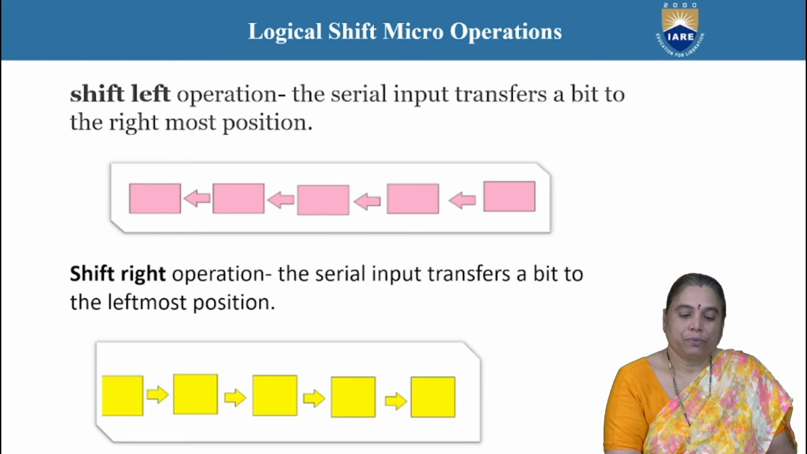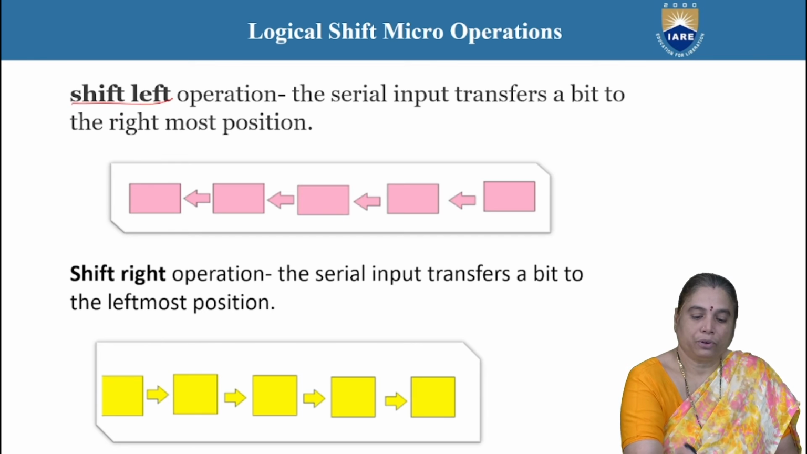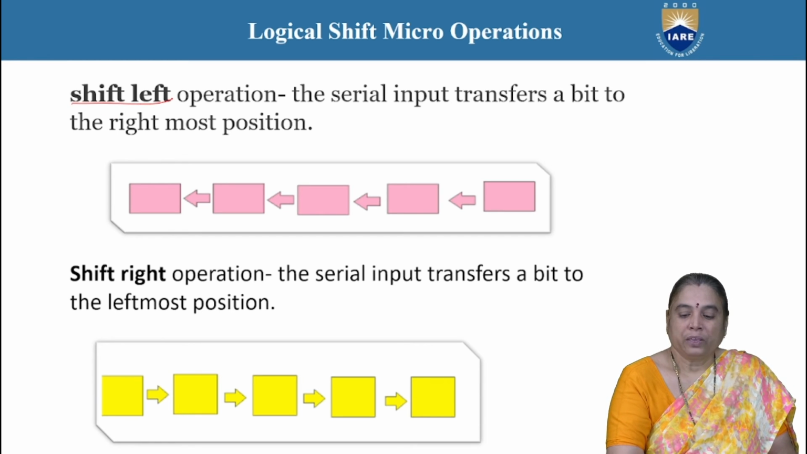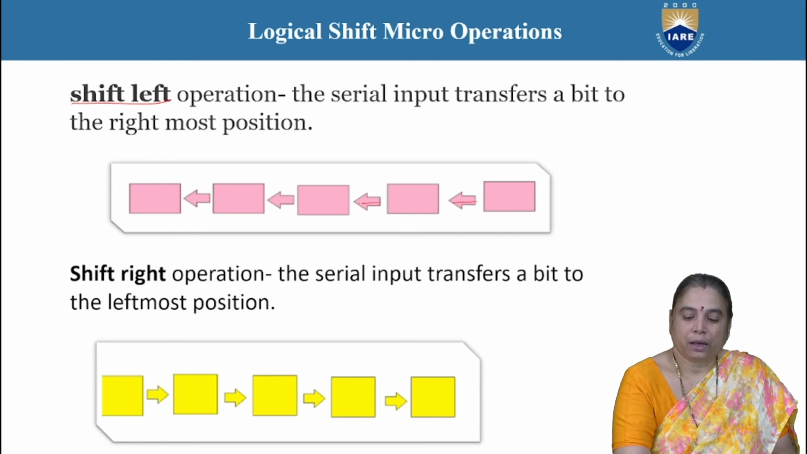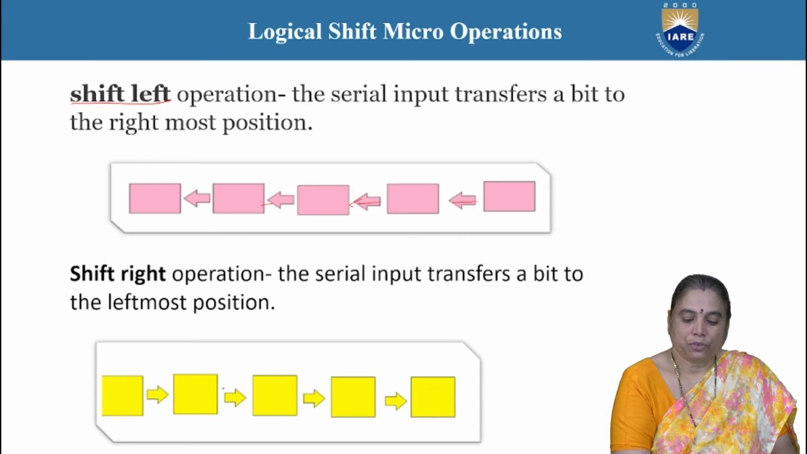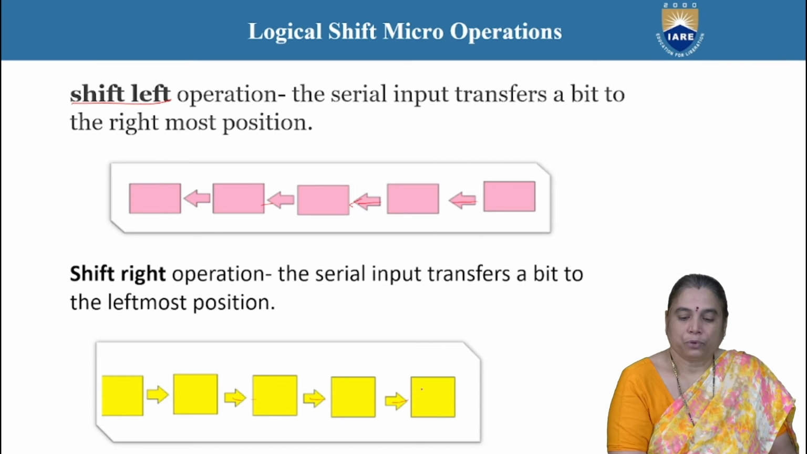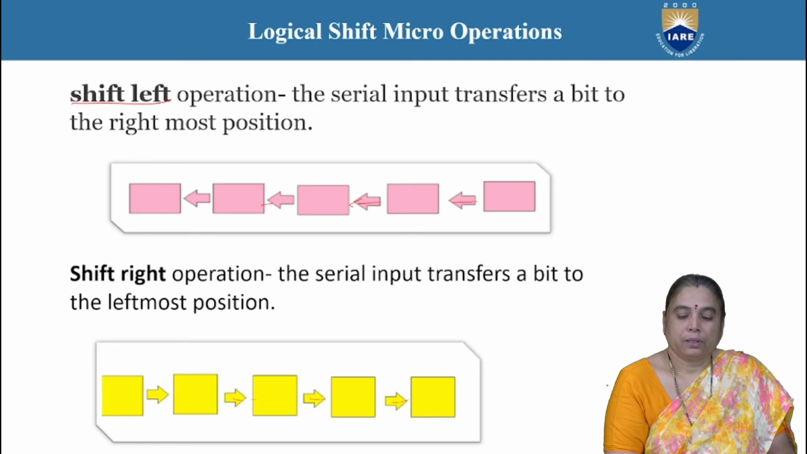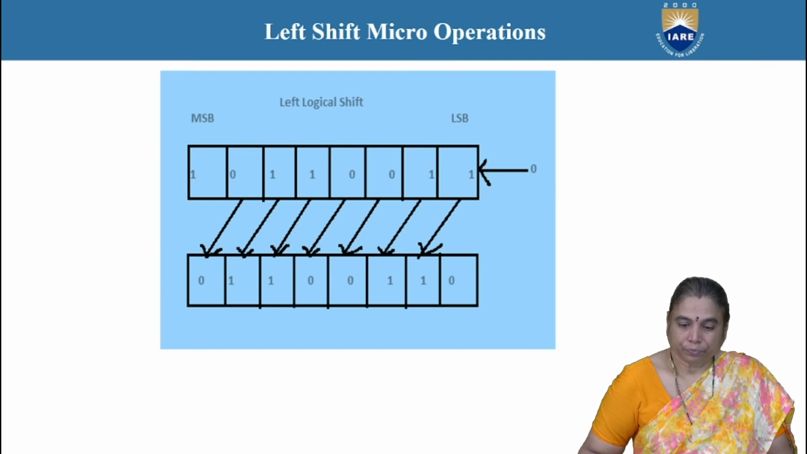First we discuss the shift left. Each bit is traversed towards the right position in this shift left operation. In case of shift right, the traversal is inverse, so the bits are moved to the leftmost position. So these are the logical shift micro operations.